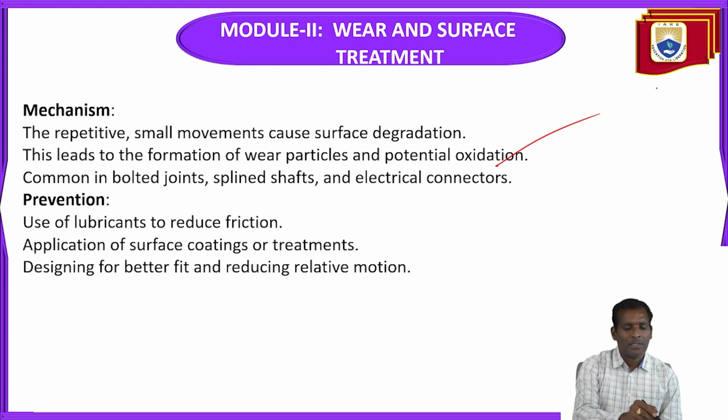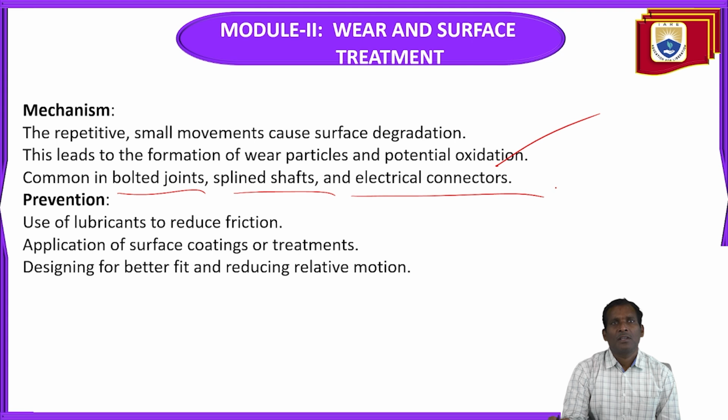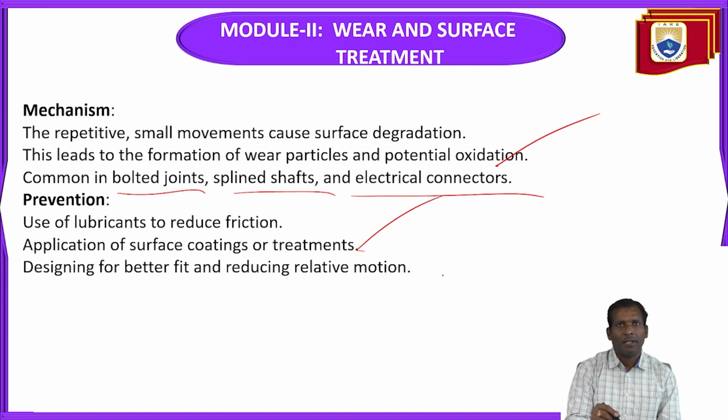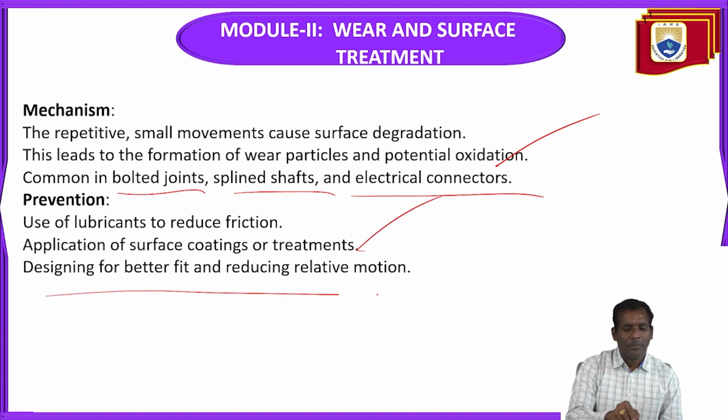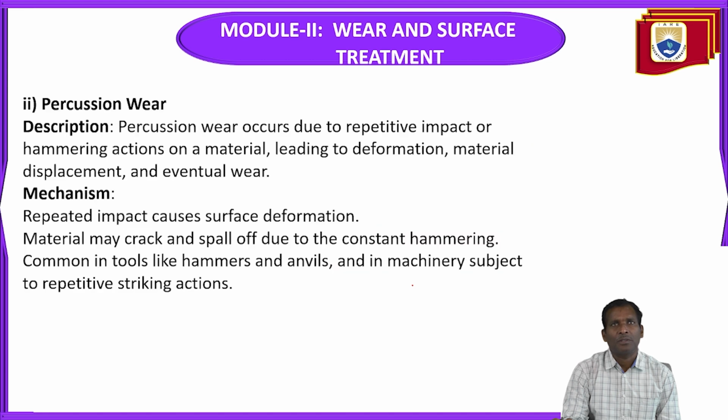So this type of wear is common in bolted joints, spline shafts, and electrical connectors. So how to prevent this type of wear? Use of lubricants to reduce friction, application of surface coatings or treatments, and designing for better fit and reducing relative motion.